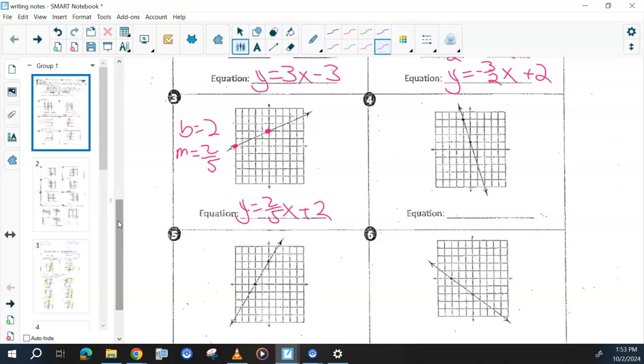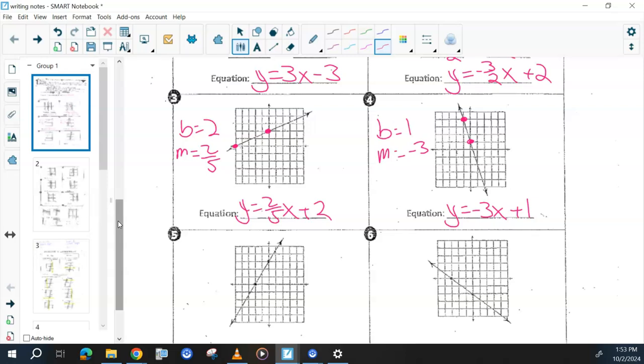Of the other ones up here, are there any others we want to see go over? Number 4. Sure. What is that y-intercept? +1. What about that slope? Which simplifies to just -3. So what is that equation? -3x +1.